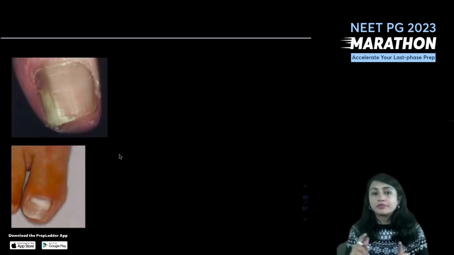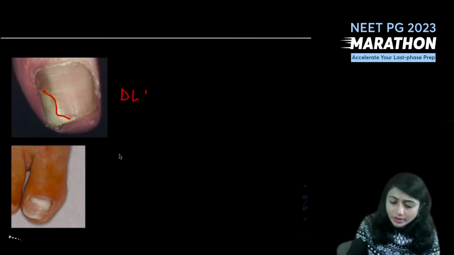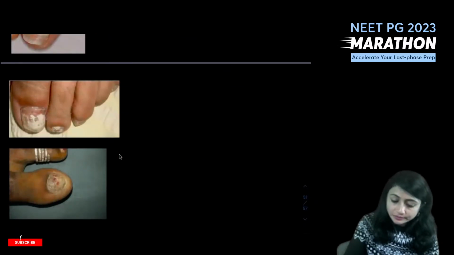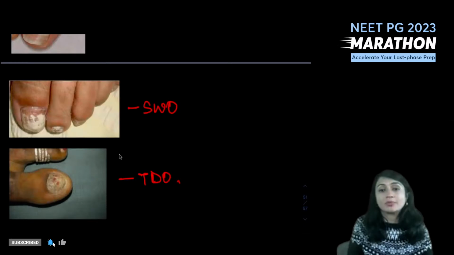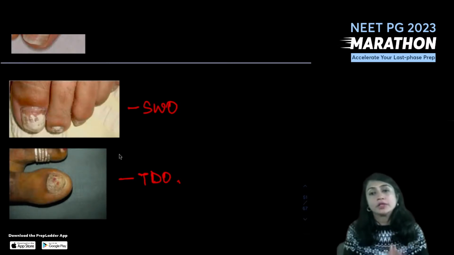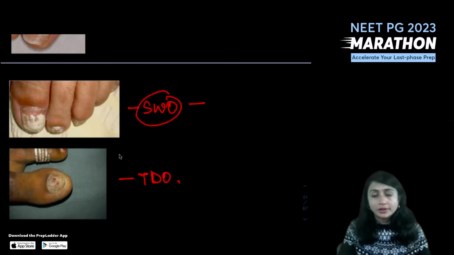Quickly revising, what are the different types of onychomycosis? Distal lateral subungual onychomycosis, proximal subungual onychomycosis seen in HIV patients, superficial white onychomycosis, and total dystrophic onychomycosis. But that does not change the treatment. In most of these, we give oral treatment. In superficial white, you can give topical treatment.